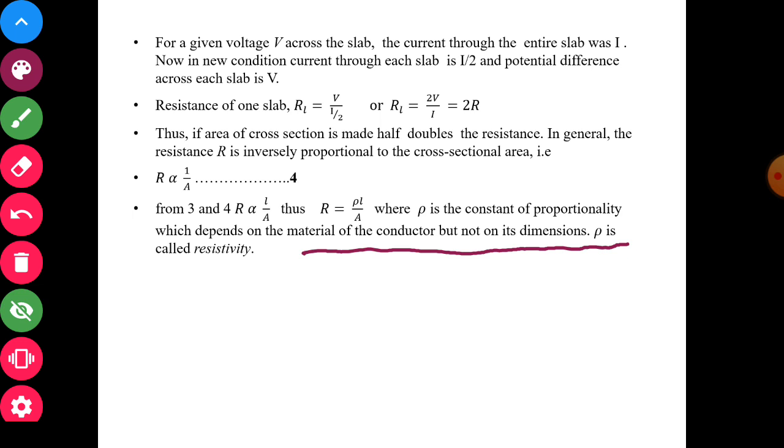Rho is the same for one material. Okay, if copper has one particular value of rho, then it remains the same. It does not depend on the dimensions of the conductor, but definitely resistance depends upon the dimensions of the conductor. More the length, more the resistance, thicker the wire, less the resistance.